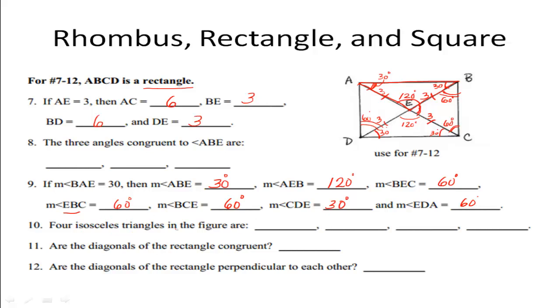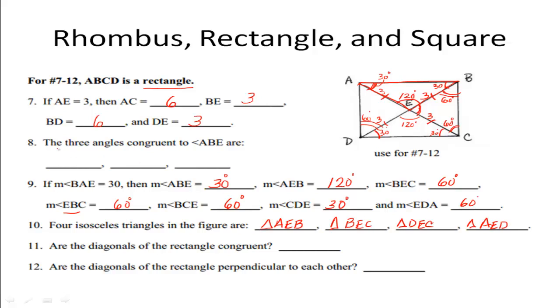Name the 4 isosceles triangles in the figure. Well, I marked off the first one for you. The other one would be this one, triangle BEC. Well, let's label all of them. AEB is an isosceles triangle, also triangle BEC, and also triangle DEC. And last but not least is triangle AED.